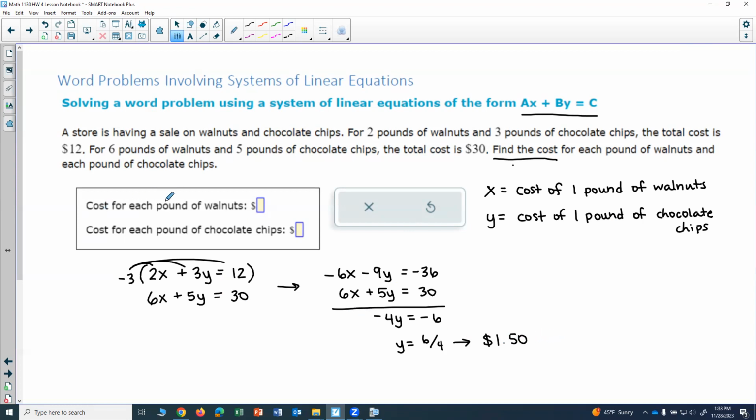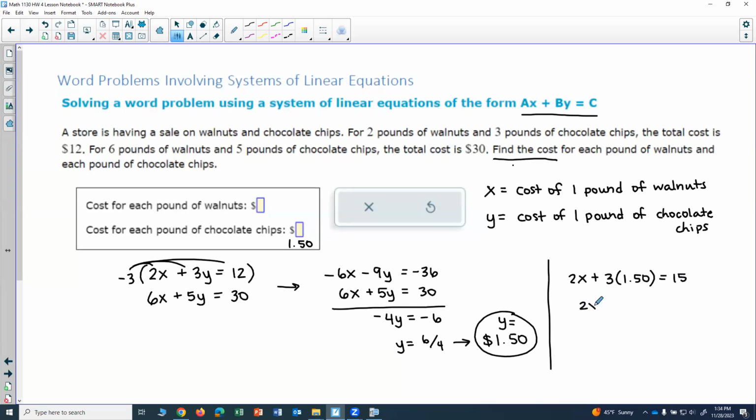So for cost for each pound of chocolate chips, that's where I would put in the 1.50. All right, so now to solve for x, I'm going to take this y value. This is my y, my cost per pound of chocolate chips. And I'm going to plug it in to either of my original equations. So I'll go ahead and just use the first one, 2x plus 3y, but y is $1.50. So 2x plus 3 times 1.50 equals 12.